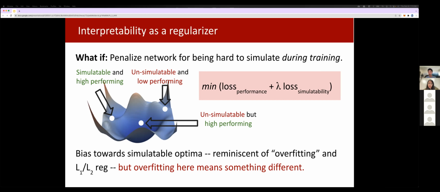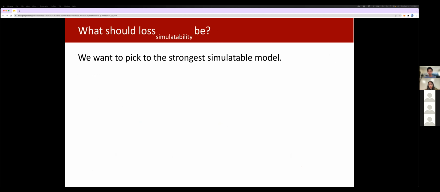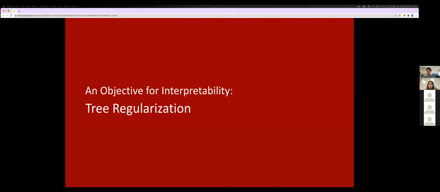So this is very reminiscent of classical regularization techniques like L1 or L2. But here we're not really optimizing for some nice property of the weights. We're optimizing that the weights lead to a model that is easy to simulate. Okay, so that's the main premise. But the big question you probably have in your head is, well, how do you do that? What is the regularizer for simulatability? And so the approach we introduce is called tree regularization.